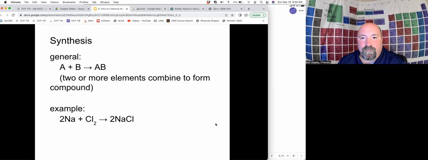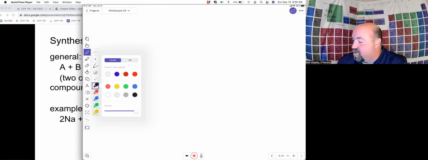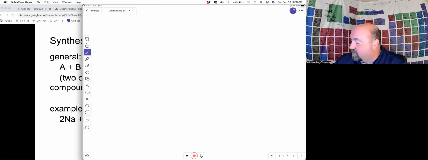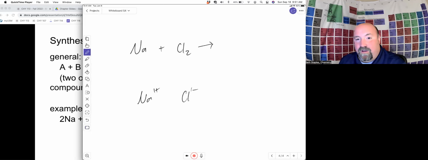So synthesis, easiest one. In a synthesis reaction, 2 or more elements come together to form a compound. An example: sodium and chlorine coming together to form NaCl. Once again, noting how things are coming together in new combinations. Sodium, which can exist just completely by itself, plus chlorine, which is a diatomic, so it will exist as Cl2. When those come together, we look at our rules for how ions are going to come together. So an Na1 plus and a Cl1 minus are going to come together as NaCl.